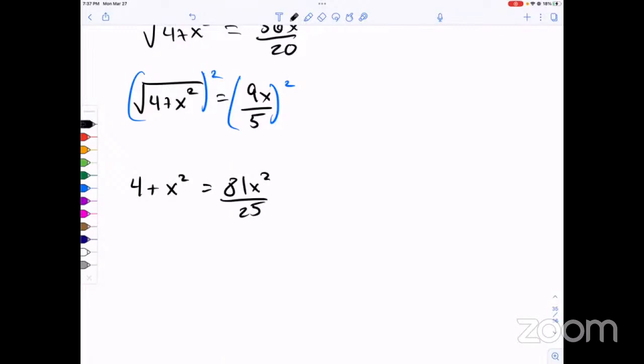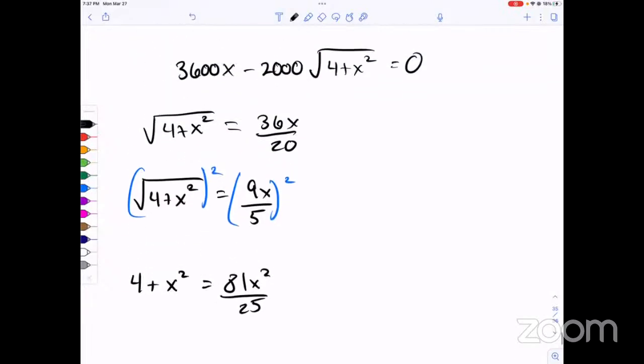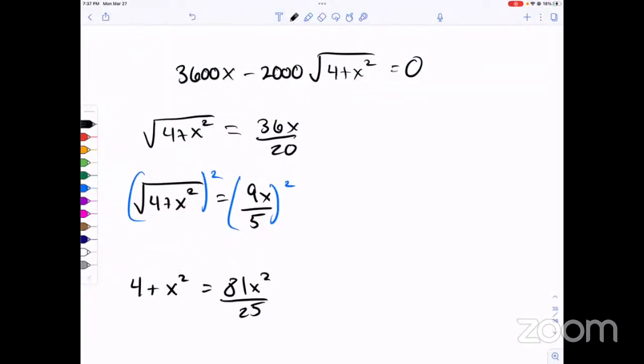Yeah, Professor. Hmm. How'd you get the 36x over 20? I added the 2,000 square root of x on both sides and then divided both sides by 2,000. Oh, okay. Guess we just need to keep going.